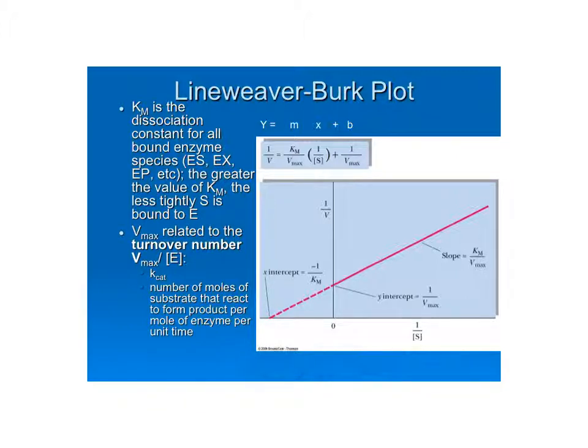And Vmax is related to that because Vmax is equal to Kcat times E. And Km technically is the dissociation constant for all enzyme-bound species. And so that's why it doesn't always equal Kd, but it's just a good barometer to kind of get an idea. The lower the Km, the tighter the affinity, the tighter it's bound. Okay, so a high Km is not bound very tight.